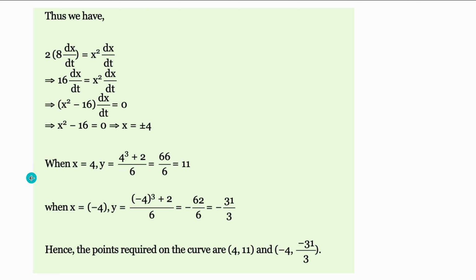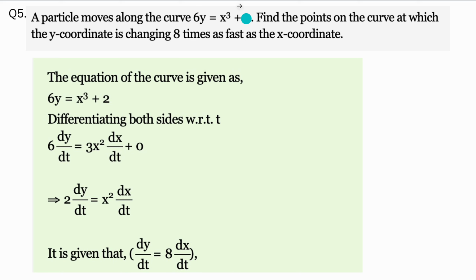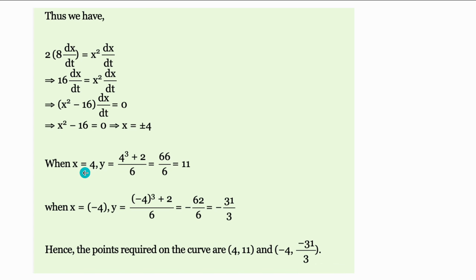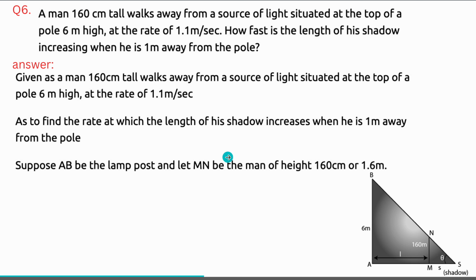And where do we put this value of x? In the given equation of the curve. So when we do that, we get that when x = 4, the value of y is 11, and when x = −4, the value of y is −31/3. So hence the points required on the curve are (4, 11) and (−4, −31/3). Moving on to the sixth question.